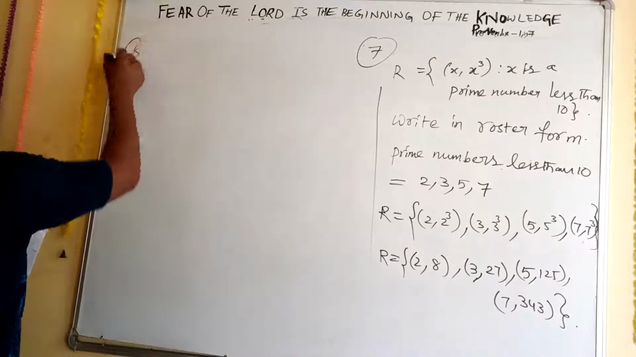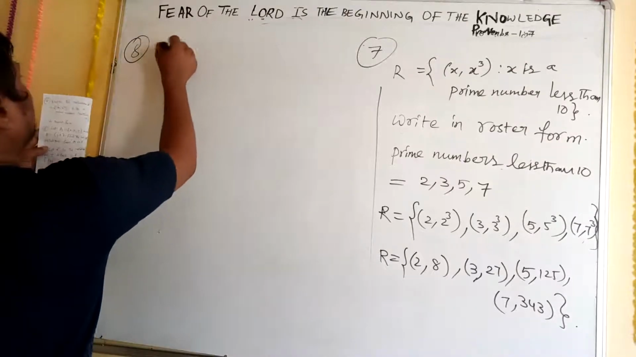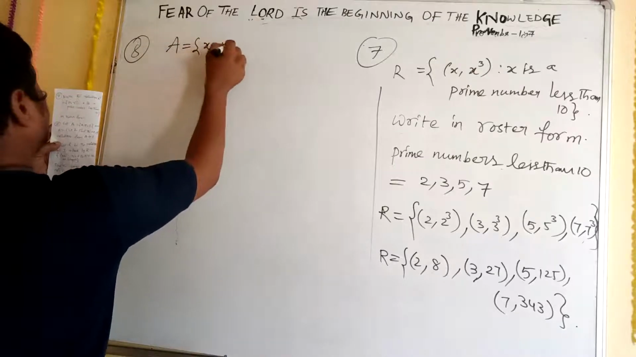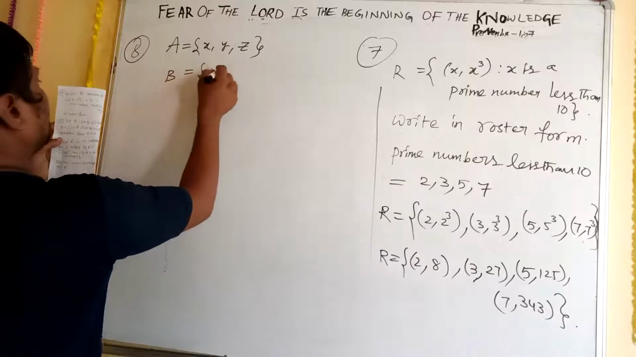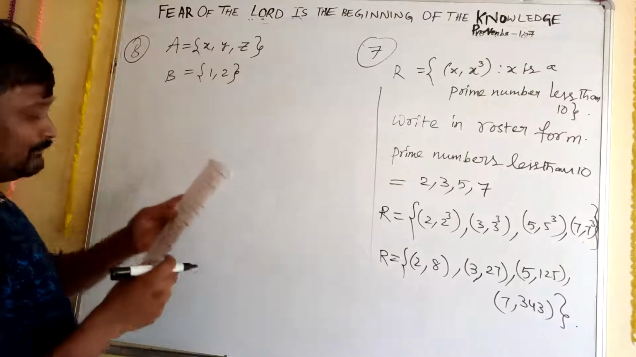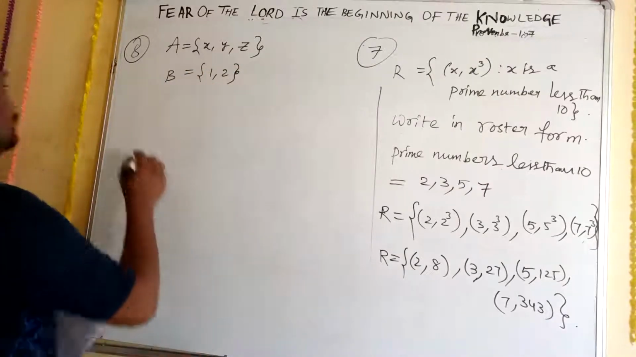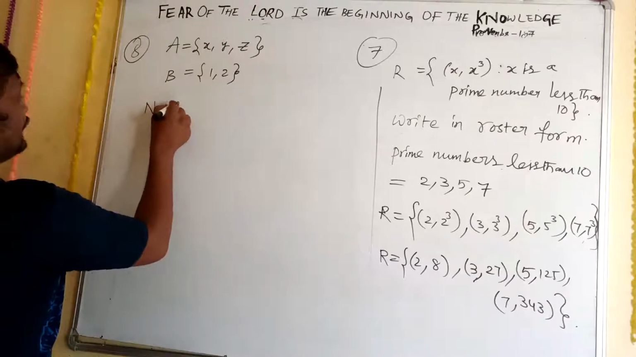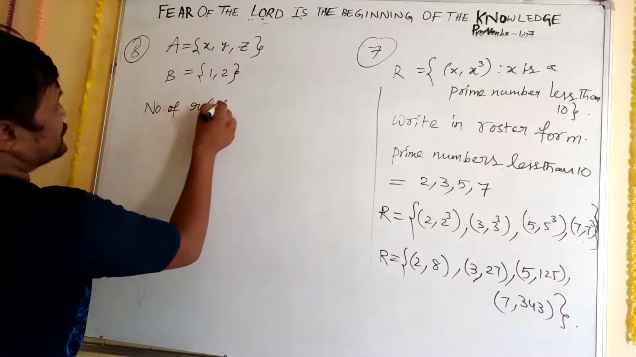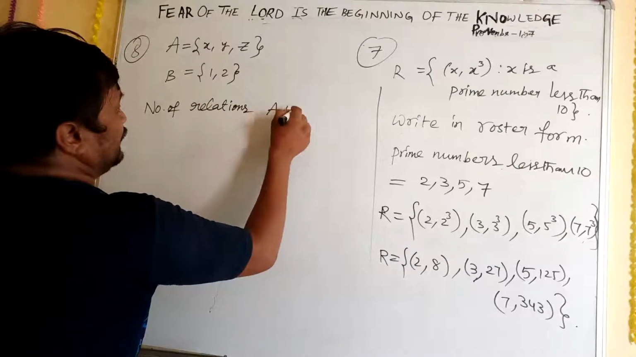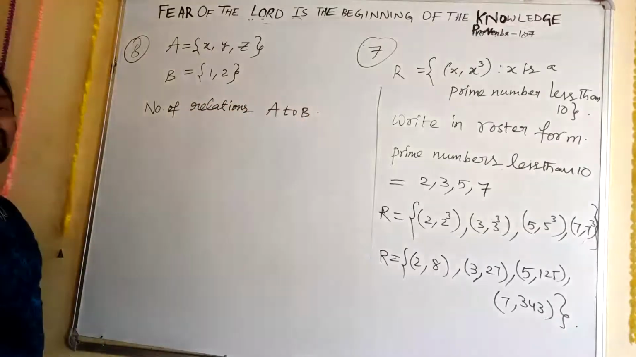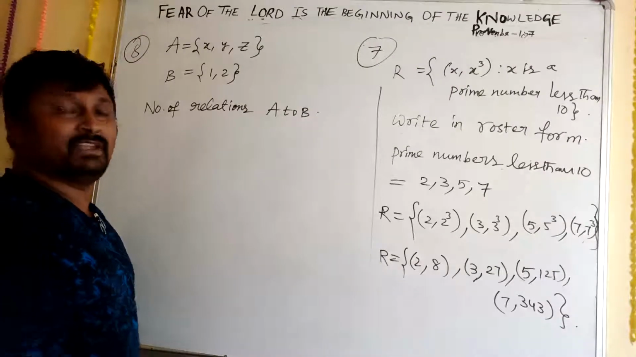Okay, problem number 8, listen. Let capital A be equal to {x, y, z}. Capital B is equal to {1, 2}. Find the number of relations from A to B. So I need to find the number of relations from A to B. If you want to find the number of relations, listen carefully now.